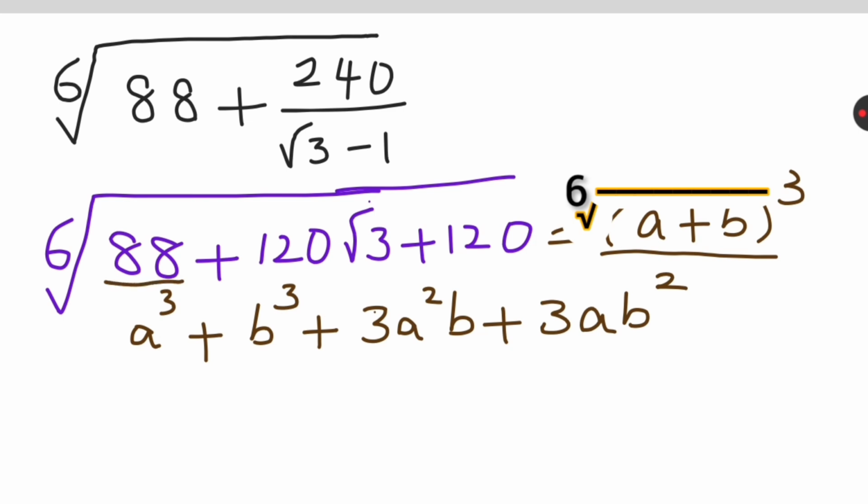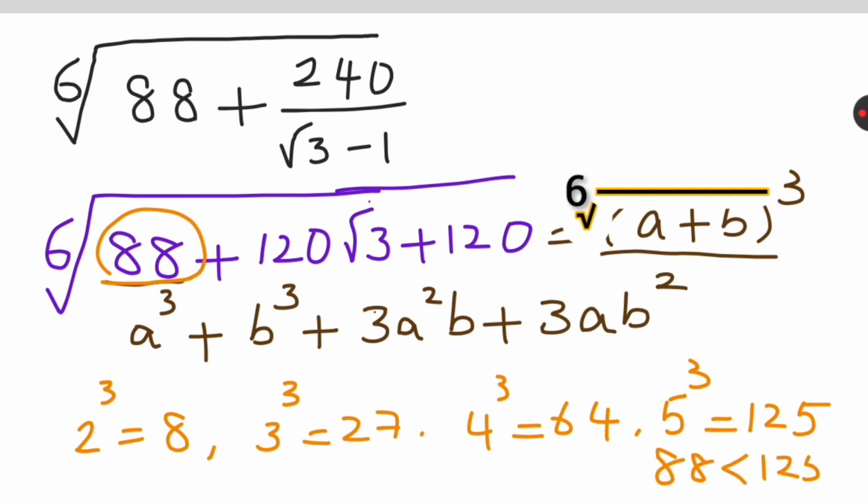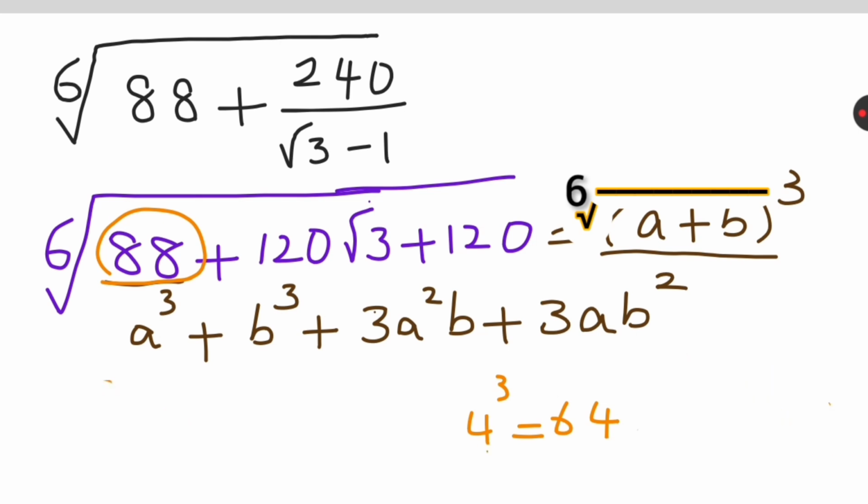What we have is 88. And we know that 2 cube is 8. Let's take 3 cube. 3 cube is 27. And then 4 cube is 64. And then 5 cube is 125. So our number is 88. 88 is less than 125, so we should not take 5 cube. Convert this 88 in terms of 4 cube. If we convert 88 in terms of 4 cube, which is 64, the remaining is plus 24.